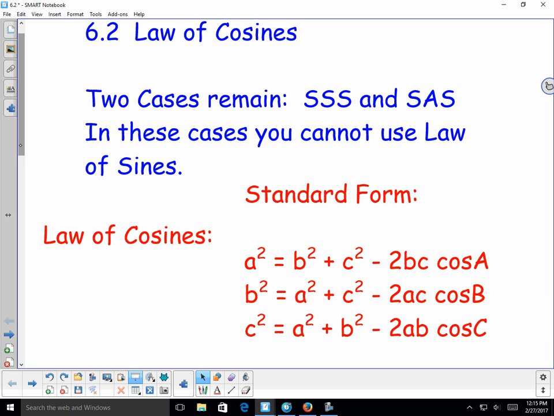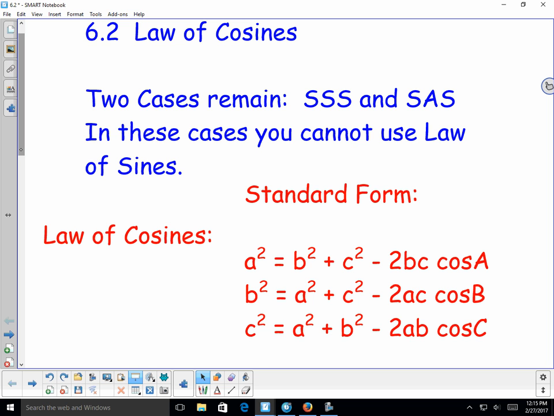You mean only memorize one of these? Yeah, and I'm still going to provide you with this formula anyway. But you're right, if you know two sides, you square them, add them together, and subtract 2 times those two sides multiplied times cosine of your angle A. That's the law of cosines if you're solving for a side length.